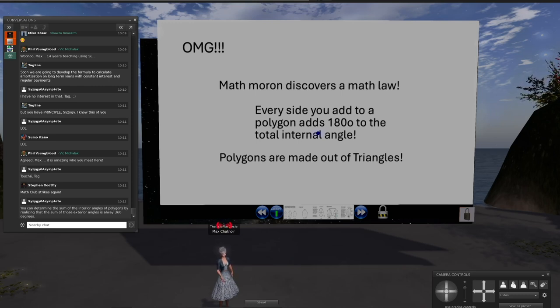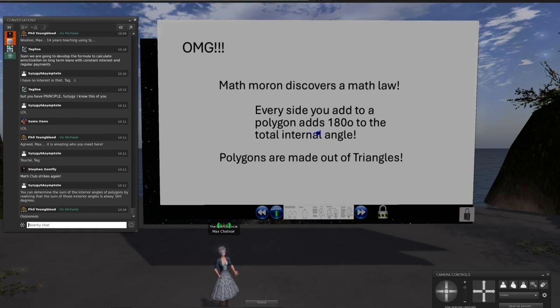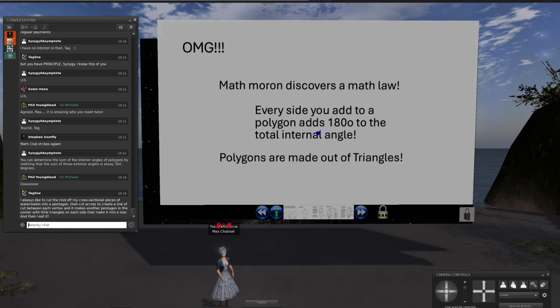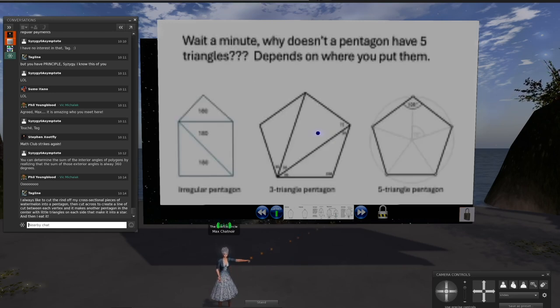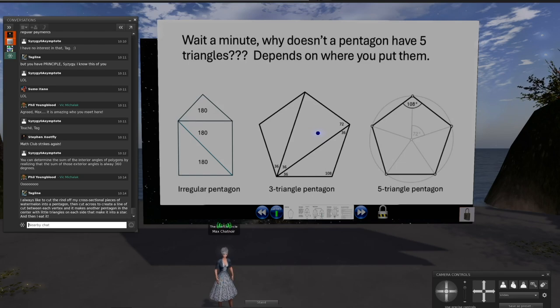Polygons are made out of triangles. So for about 15 seconds, I felt like a mathematician. But anyway, that's how I got into this. So I started thinking, oh, what about polygons? What about triangles? What other kinds of triangles are in polygons? So I started looking at them.